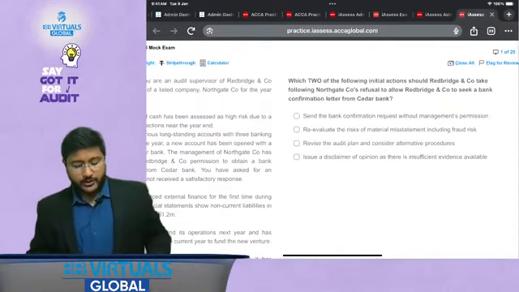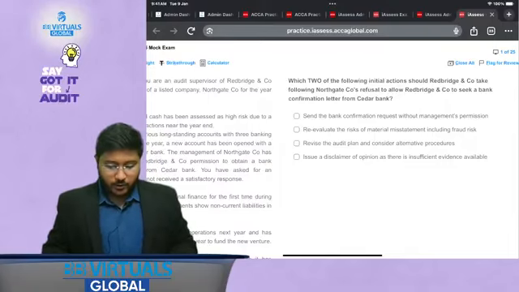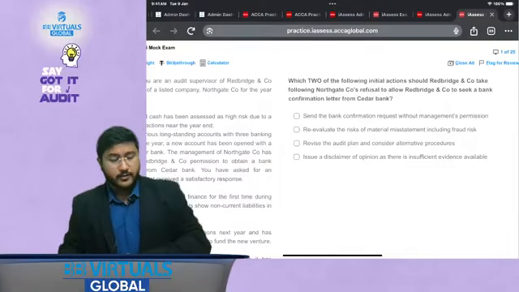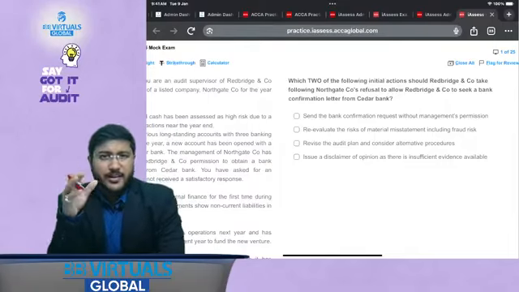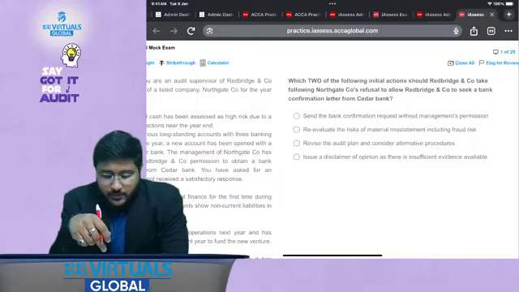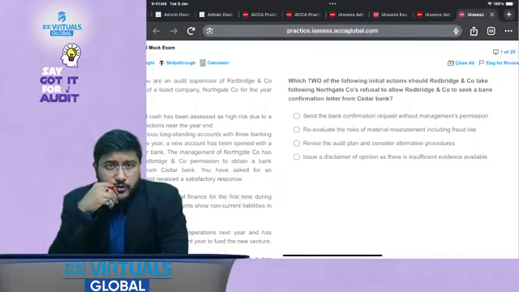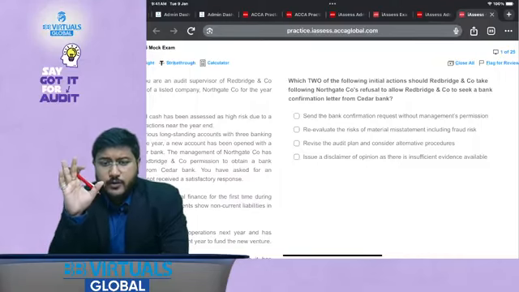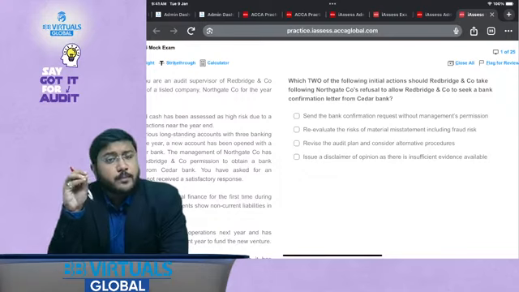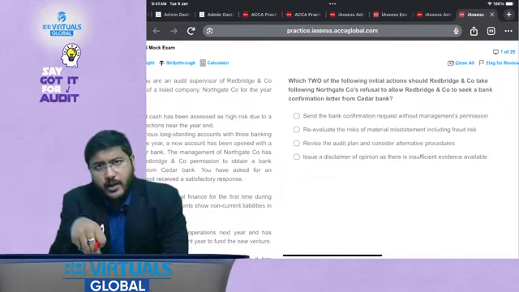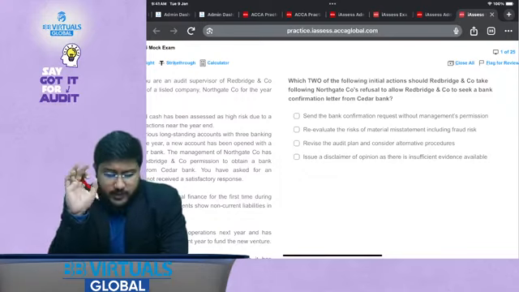Which two of the following initial actions should Redbridge and Company take following Northgate's refusal to allow Redbridge to seek a bank confirmation? Now this is something that could again be solved. That time we skipped it because there were a lot of names mentioned over there, so that is why we did not read the case study. But as of now, we can answer this also, then we will go and read the case study also.